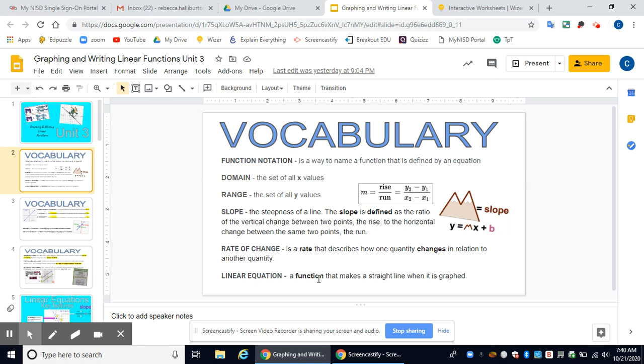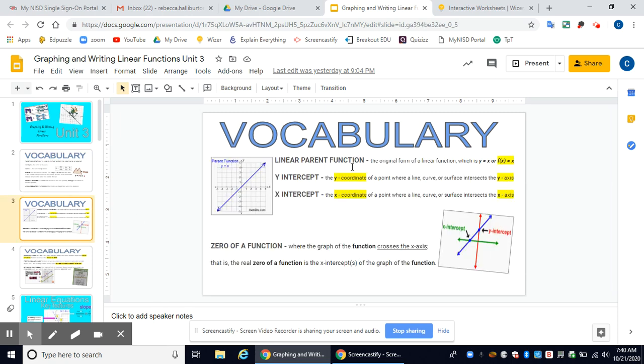A linear equation is a function that makes a straight line. So again, a linear function is a function that makes a straight line when it's graphed. Linear parent function, and we'll talk about this in just a bit, but that's the original form of a linear function. That's where it all started. Think of a parent, like your parent, that's where you started. So the equation is y equals x, but now instead of y, we use f of x, so we're going to say f of x equals x.